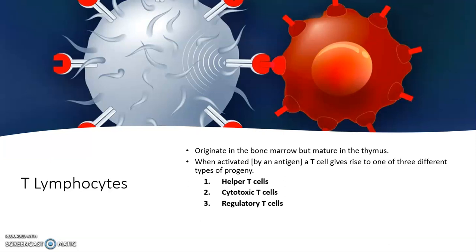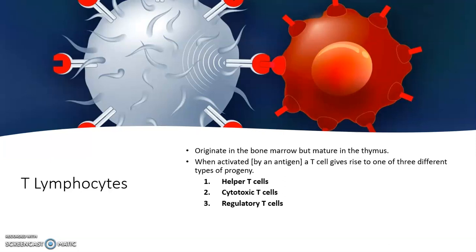Two of the big cells that regulate the adaptive or acquired immunity are T cells, which we often call T lymphocytes, and then B cells, which we'll talk about shortly, or B lymphocytes. So we'll start off with T cells. T cells originate in the bone marrow but do mature in the thymus, hence the name T cell. And when activated, a T cell typically is going to give rise to three different types of progeny. When activated, a T cell can differentiate into either a helper T cell, a cytotoxic T cell, or a regulatory T cell.